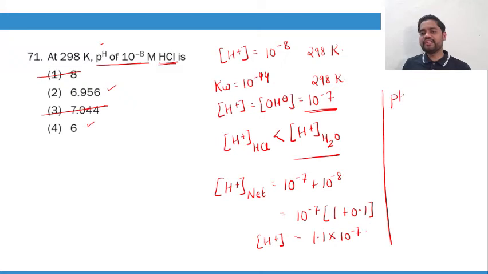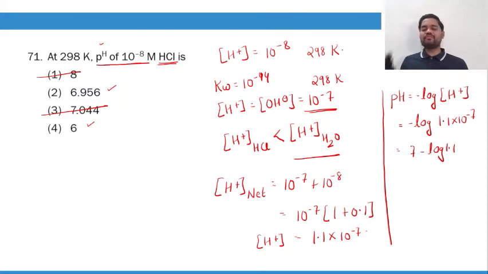So can I say now pH will be equal to what? Negative log of concentration of H plus ion, that is equal to what? Negative log of 1.1 into 10 raised to minus 7, that is equal to what? 7 minus log of 1.1. 7 minus log of 1.1 will be a value something less than 7. Something less than what? 7. And something less than 7 is option number 2. So question number 71, option number 2 is the right answer.